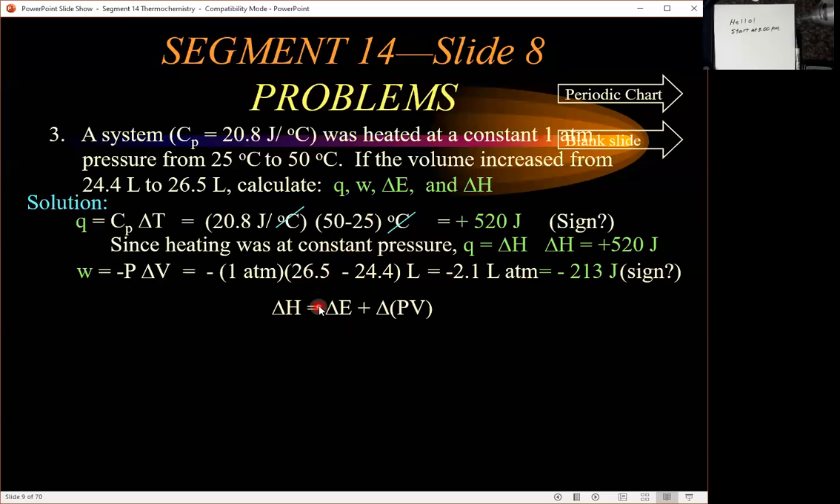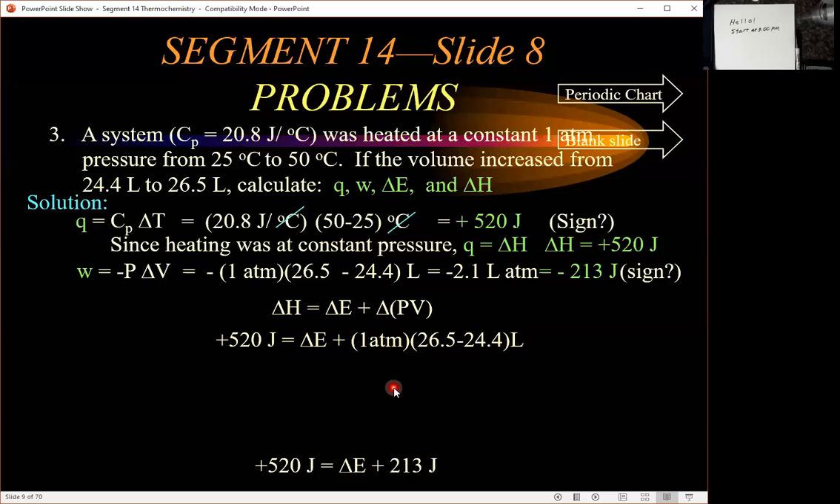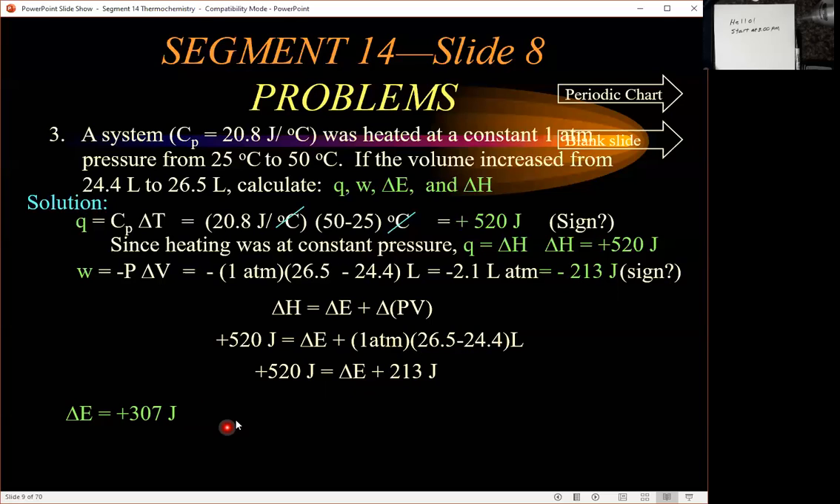Delta H is delta E plus delta PV. So I've got a value for delta H, I've got a value for P delta V, and I can calculate delta E now. And if I do that, I get delta E is plus 307 joules. Now, I know I did the math right here because I didn't do a final minus initial. I just plugged values in and did the math. So I'm pretty confident that sign is right.